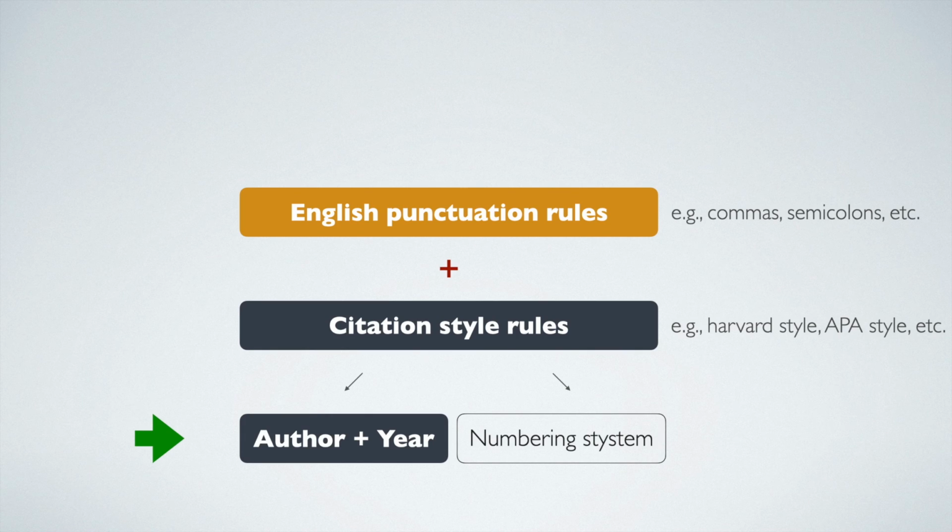As I mentioned in a previous video, there are two sets of rules that will determine how we punctuate citations. That is, normal English punctuation rules and specific citation style rules. In this video, I will only talk about how to punctuate citations that follow the author and year system, and I'll also show you examples when English punctuation rules are violated.